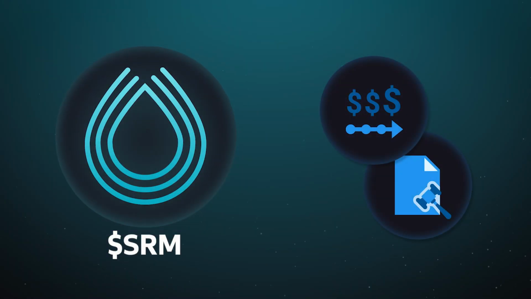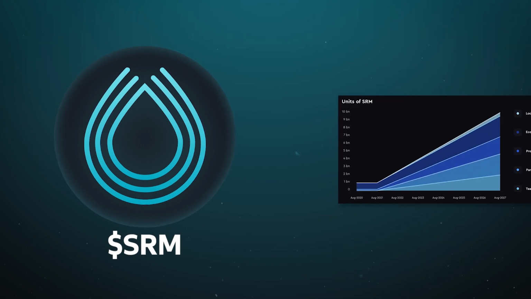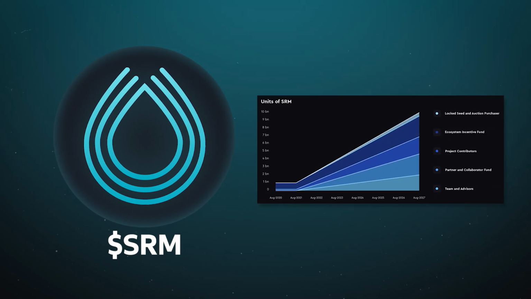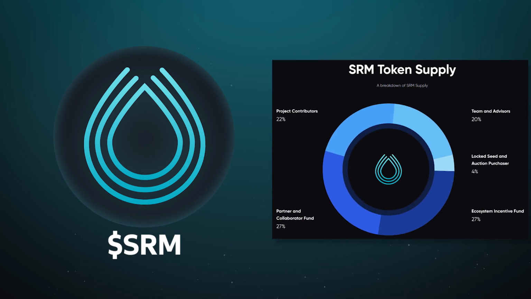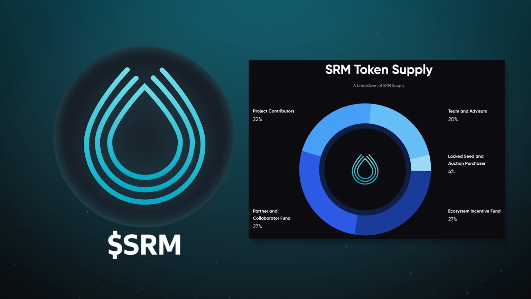The native Serum protocol token SRM is used to vote for protocol changes and reward Serum users. 90% of the total token supply is locked and will be linearly vested in a span of 6 years. Most of the tokens are allocated to the development of the project, protocol improvement, and community rewards.